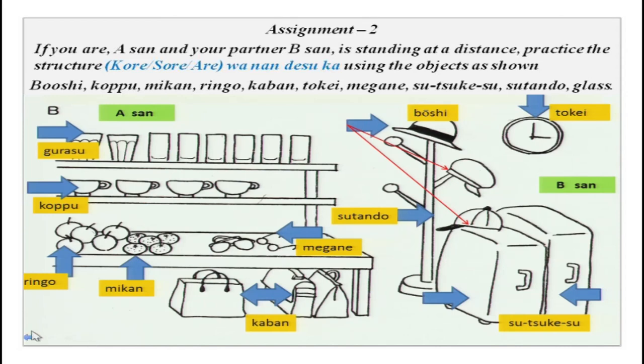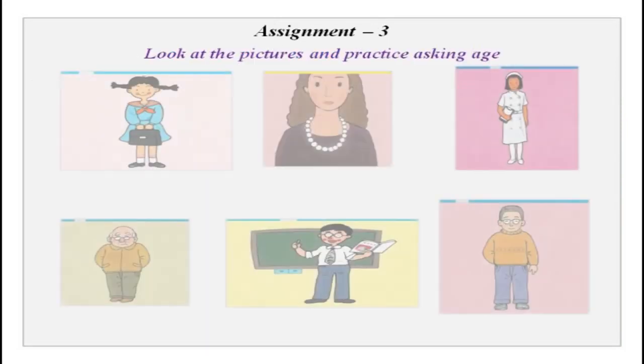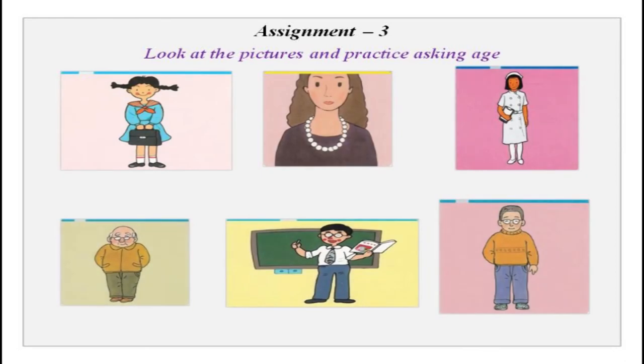So you can practice with your partner and get to know the words, as well as you can do renshu, practice of kore, sore and are. Now the third assignment, you have a lot of pictures over here of people standing, so you are supposed to be practicing age. There is a small girl over here.